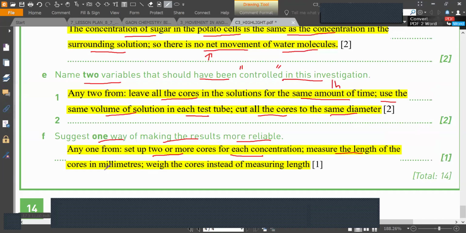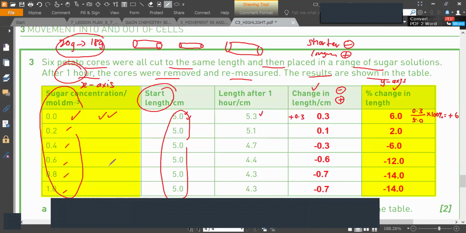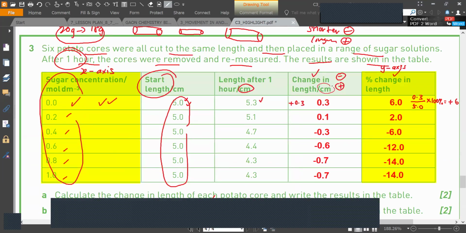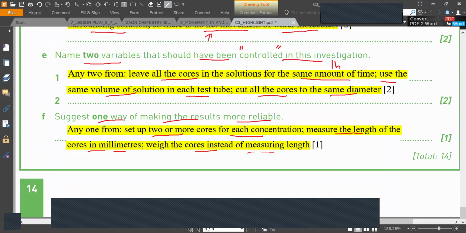Measure the length of the cores in mm. Just now we measured in cm, so if we measure in mm, it can be more accurate. Weigh the cores instead of measuring length. If we measure the weight, we can get something like 20.2325. If we can measure to 4 decimal places, then it can be more accurate than measuring in mm or cm, for example.